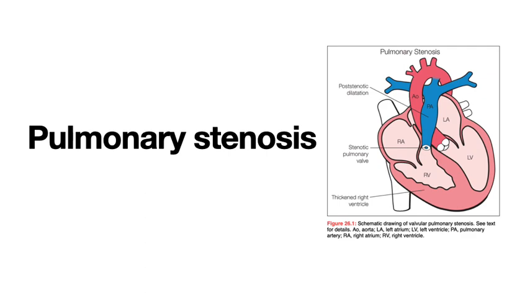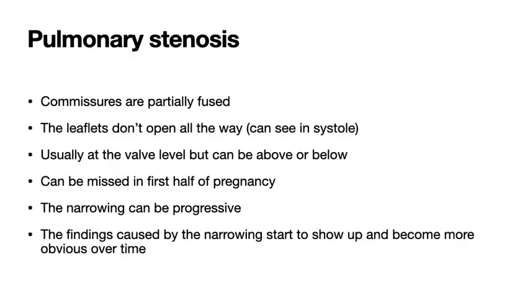Well, when you have pulmonary stenosis, this valve has the different leaflets. And so the leaflets are the little flaps, and the little commissures are basically the lines between them, where they join when they're closed. And what happens with pulmonary stenosis is these commissures are partially fused. They don't open all the way.